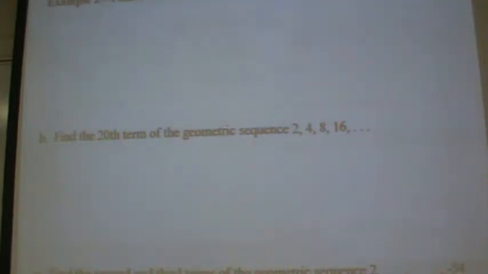So you're just going to, the 20 minus 1 will give you 2 to the 19. Might as well move on to the next one. Chelsea, did you get number B?